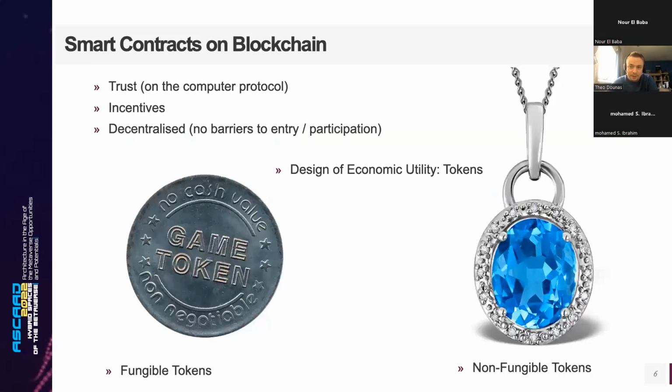And the crux of the whole matter is that with smart contracts on blockchain, we have trust in the computer protocol. We have incentives. Normally, these might be financial or economic incentives, but they might also be incentives based on a wider ecosystem called crypto economics.